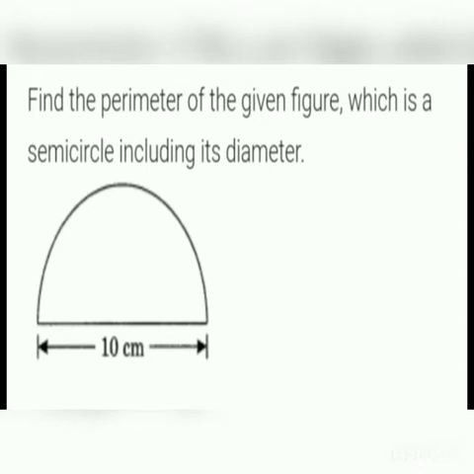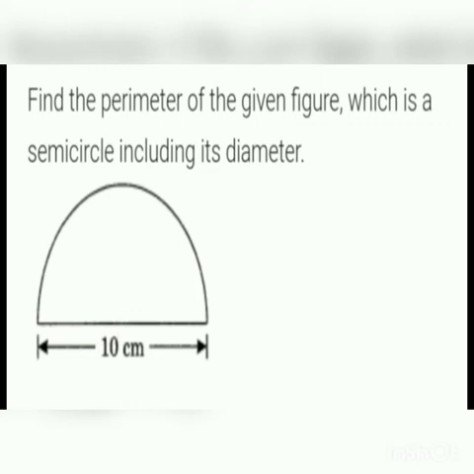Next, find the perimeter of the given figure, which is a semicircle including its diameter. So this is the figure. We have to find the circumference. Perimeter means circumference. Now including the diameter, that means not only this distance, include this diameter also. The diameter is given as 10.